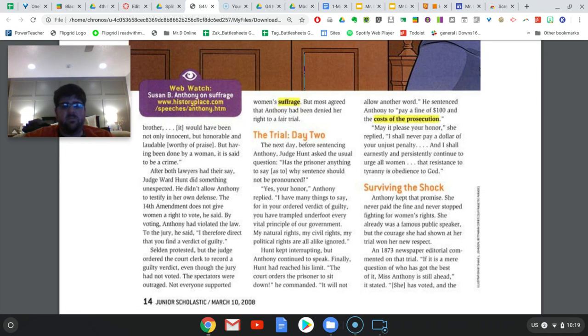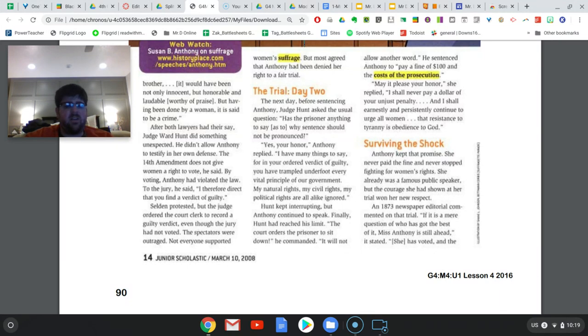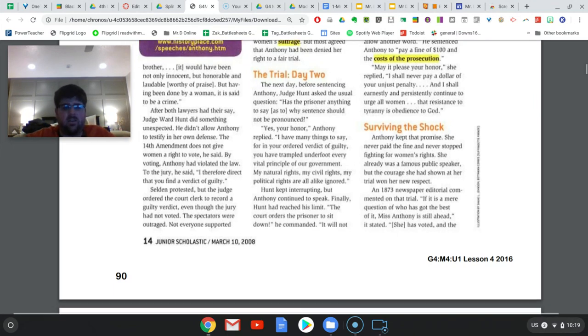The trial, day 2. The next day before sentencing, Judge Hunt asked the usual question, "Has the prisoner anything to say as to why the sentence should not be pronounced?" "Yes, Your Honor," Anthony replied. "I have many things to say. For in your ordered verdict of guilty, you have trampled underfoot every vital principle of our government. My natural rights, my civil rights, my political rights are all alike ignored."